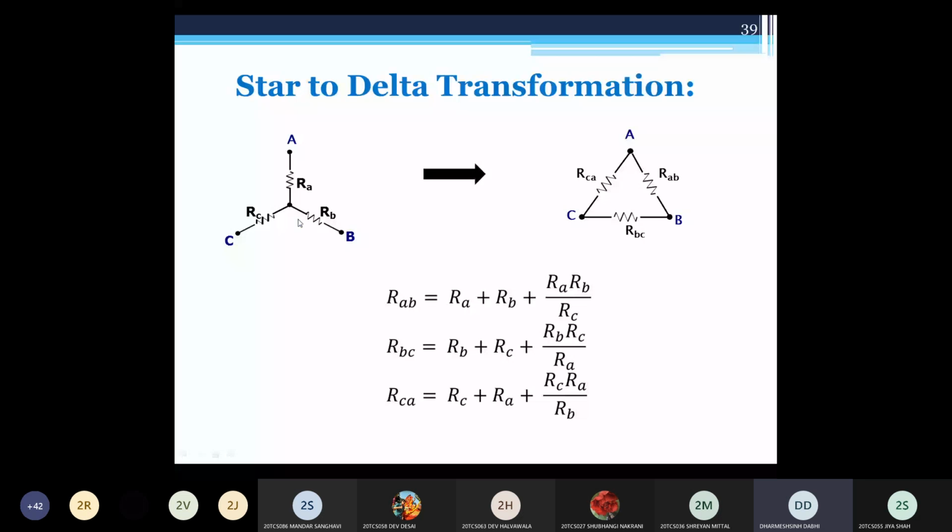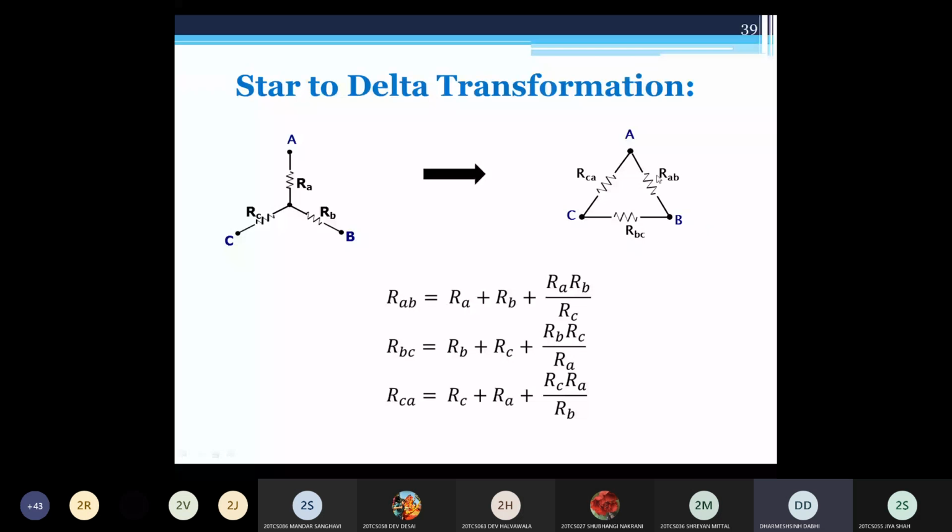Here in the delta connection, we call the resistance between A and B RAB, small subscript RAB. Between B and C, we call it R subscript BC, and between C and A, we call it R subscript CA, because it is between C and A. Same way it is between A and B, so we call it RAB. It is between B and C, we call it RBC. So how to find out RAB, RBC, and RCA from this star connection?